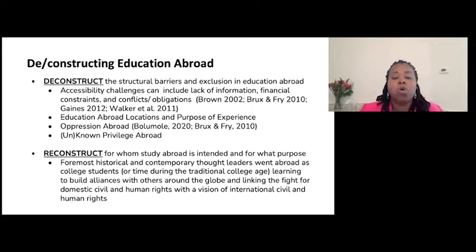We can also deconstruct what is considered the value of education abroad locations. Are education abroad sites in the global north being positioned as places for study and research, and education abroad sites in the global south being positioned as places to go do service and volunteerism? How does this reify the privileging of knowledge, values, cultures, and communities writ large? And what message does it send to students with heritages from these locales?